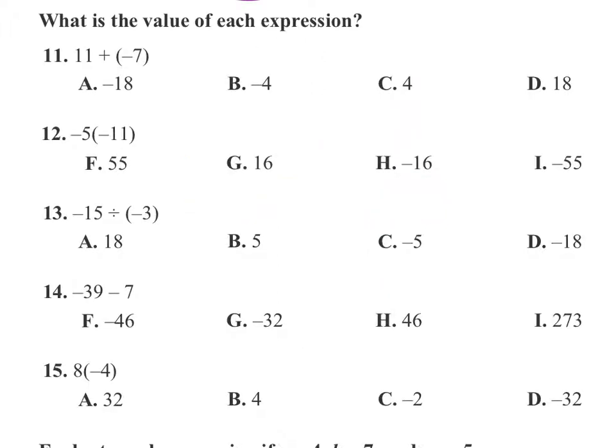Well, what about 11 plus negative 7? Well, I would change that plus a negative to a big fat minus sign right here. And then we got 11 minus 7, which is 4, C. Very nice. Now 12, this is multiplication. How many negatives do we have? 2, which is even, so the answer is a positive.